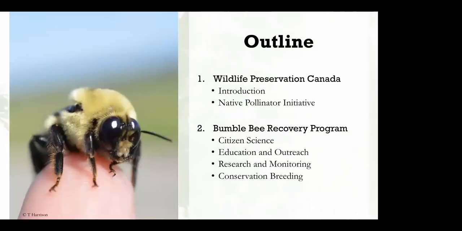So the talk today is going to have to stay pretty introductory because there just isn't enough time to go into detail about everything we're working on. And there's certainly not enough time to get into any nitty-gritty results for each of the components of our research. So I'll start with a brief introduction to Wildlife Preservation Canada and to its Native Pollinator Initiative specifically. Then I'll move right into our Bumblebee Recovery Program, which is organized into four primary research avenues.